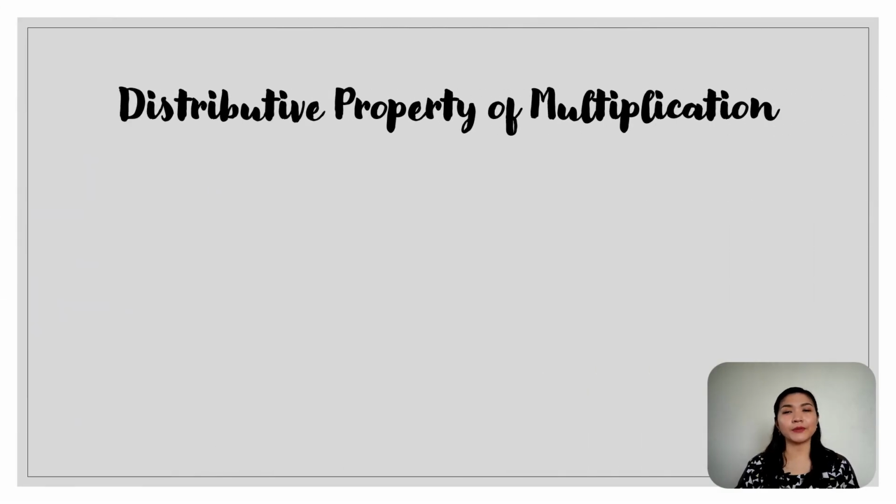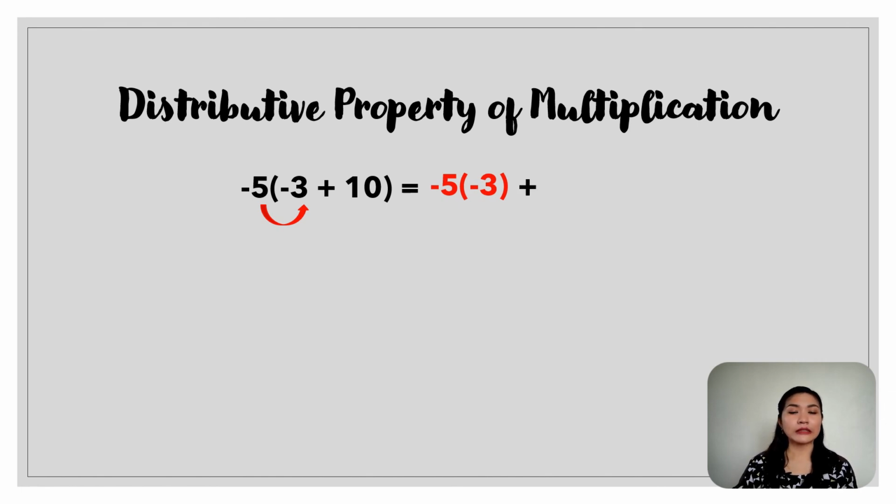Here's an example. Negative 5 times the quantity of negative 3 plus 10. Let's distribute or multiply negative 5 to each term or addend in the parentheses. We have negative 5 times negative 3 plus negative 5 times 10.